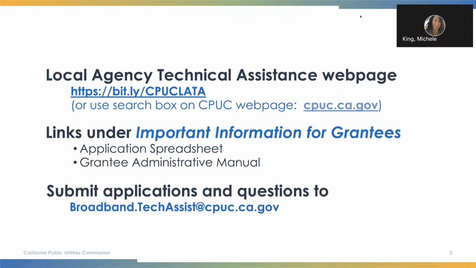The grantee administrative manual will be a useful instructional guide and also provide more context on the program if needed. It's a complement to the decision and the rules for the program, which are in much greater detail and also provided on our webpage. Our email address is broadband.techassist@cpuc.ca.gov. Please send any questions that come up, and this will also be the address for submitting your applications. Our team will be happy to respond and help you with your process. With that, I'm going to switch over to the spreadsheet application and give you a quick overview, and then my colleagues will also begin helping to walk through the details.